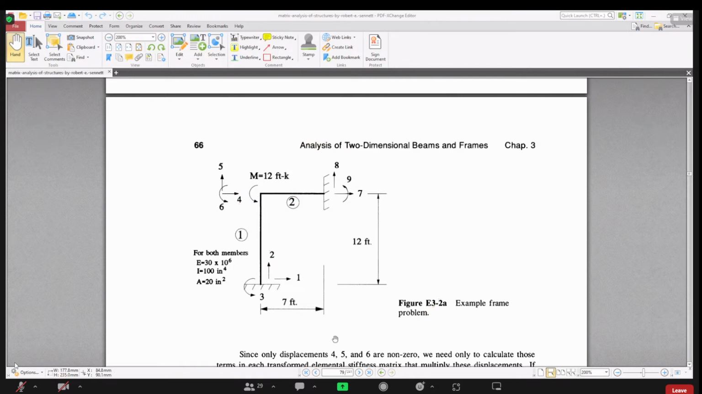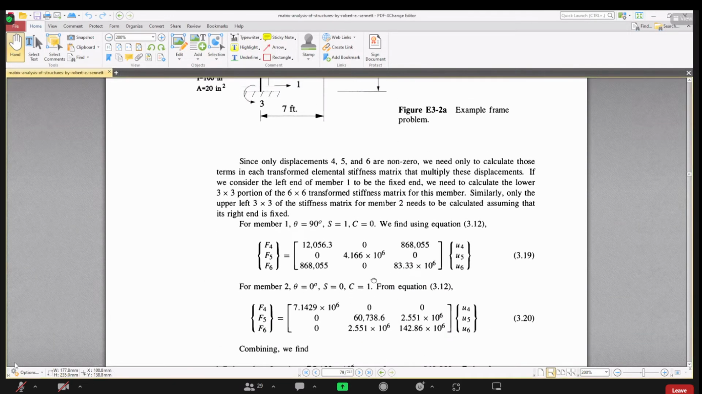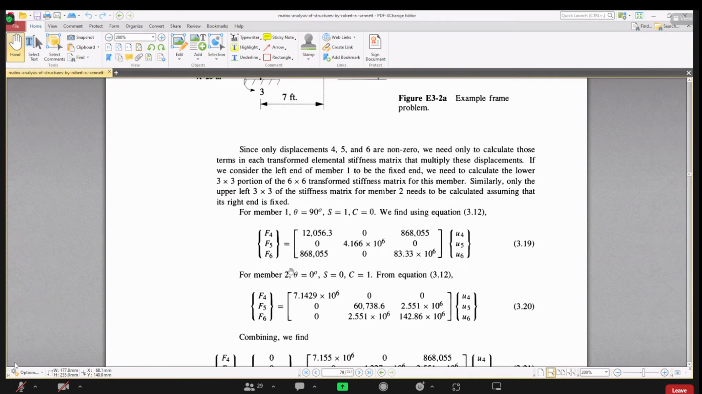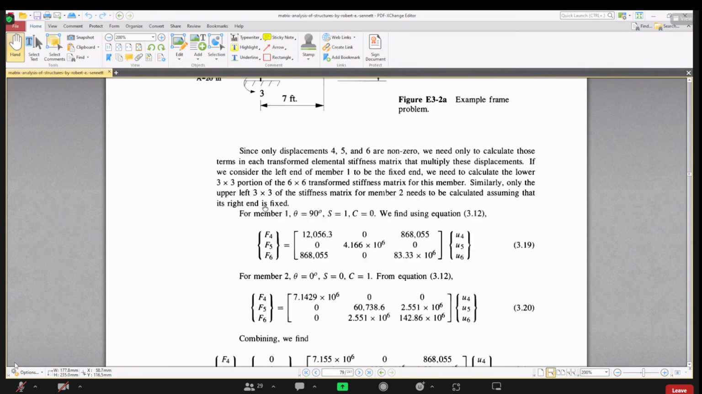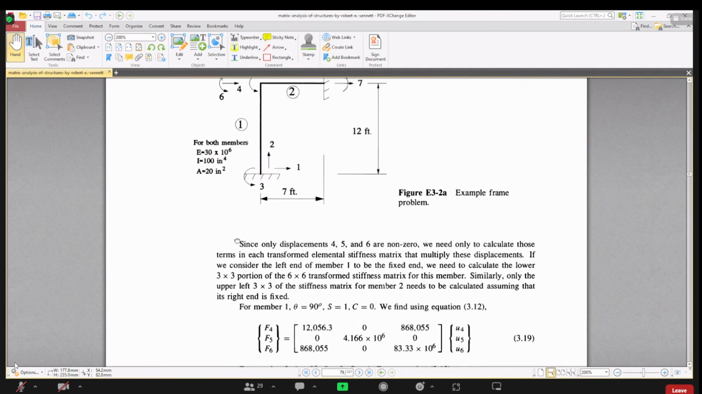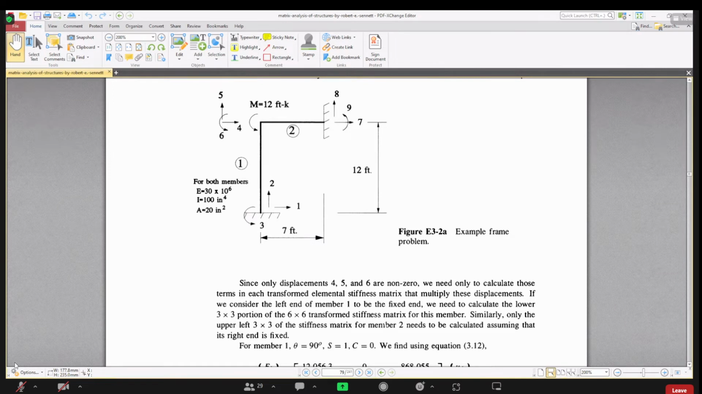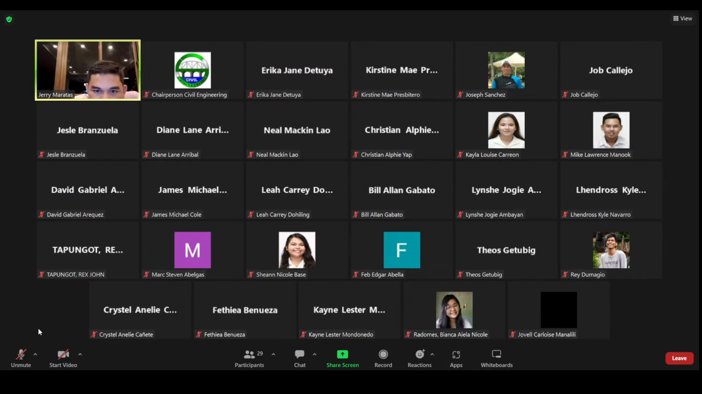So basically, what we will do for member 1, I would like to show you the program. Can you see the program? Sorry. Stop share. Maybe the screen.